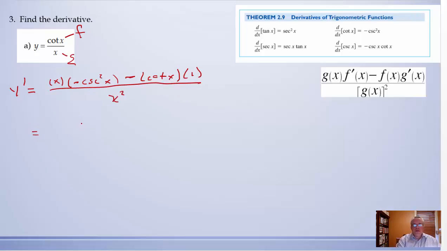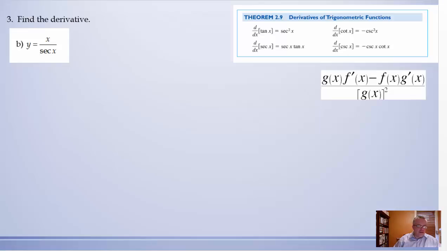So there's not much I can do. I can write this as minus x cosecant squared x minus cotangent x divided by x squared. We can't cancel an x because it's not a factor of this term. Remember, if we divide by x, we have to divide everything by x. We're done. All right, I got 2 more examples for you, so hang in there.